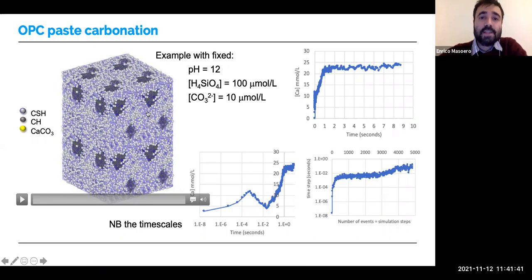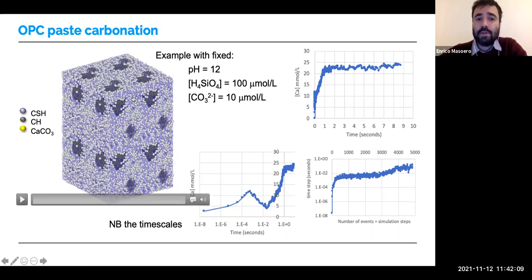And what we want to simulate is carbonation. In blue there is the water in the pores, and we fix the solution to a pH of 12. We fix a concentration of silicic acid, or silicon-based ions, in solution. And we also fix the concentration of carbonate, so CO2 if you want, in solution, to be at equilibrium with atmospheric CO2.